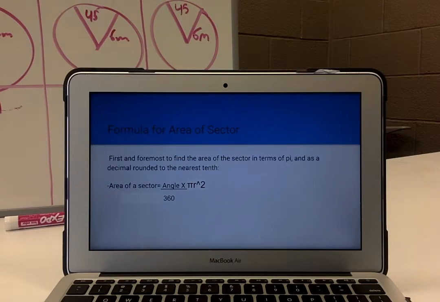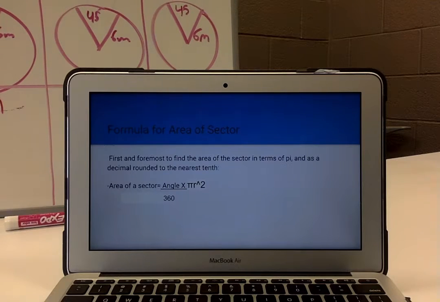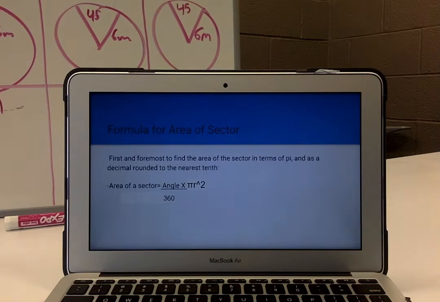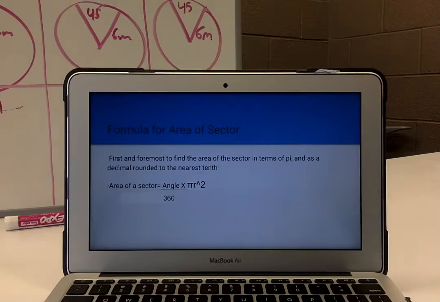Formula for area of sector. First and foremost, define the area of the sector in terms of pi and as a decimal rounded to the nearest tenth. Area of a sector equals angle x, pi, radius, second power, with angle being divided by 360.